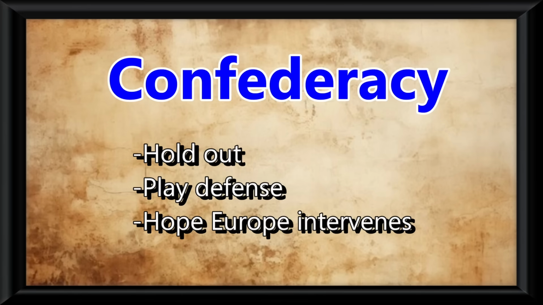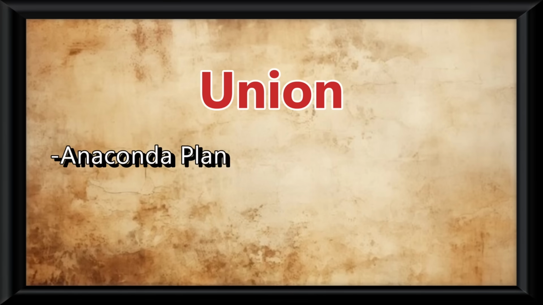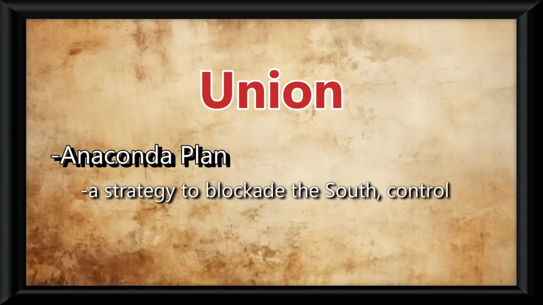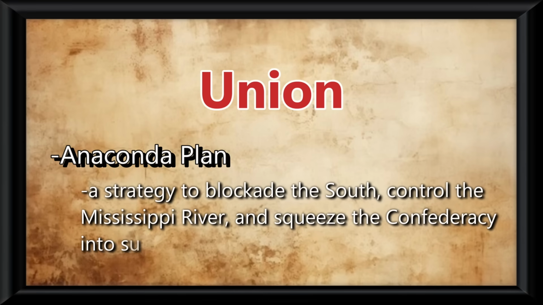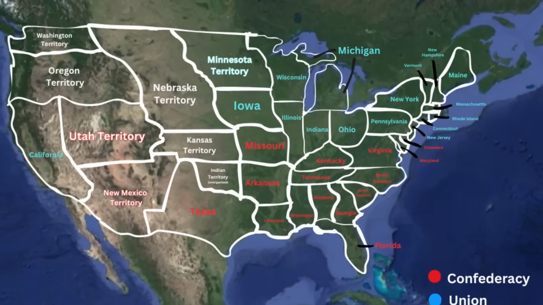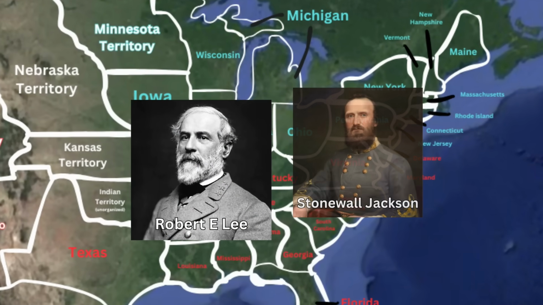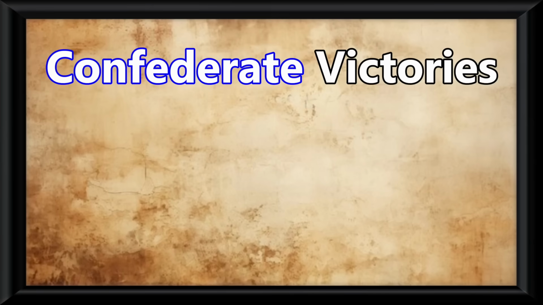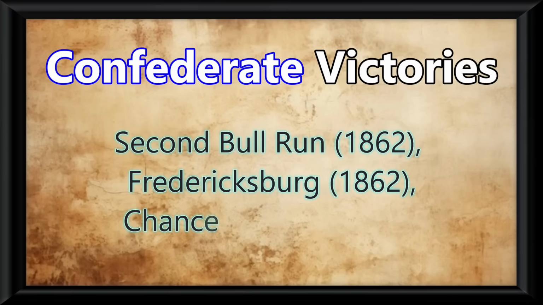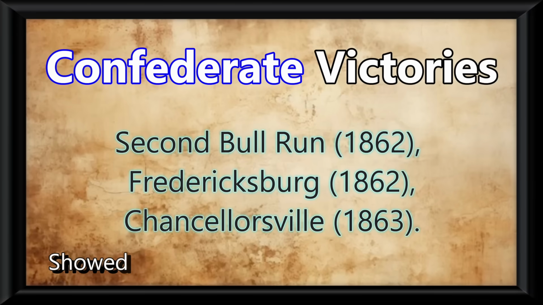So now we see 2 different war strategies unfold. The Confederacy's plan was simple: hold out, play defense, and hope Europe intervenes. Meanwhile, the Union launched the Anaconda Plan, a strategy to blockade the South, control the Mississippi River, and squeeze the Confederacy into submission. The early war saw Confederate victories, mostly thanks to Robert E. Lee and Stonewall Jackson outmaneuvering Union forces. Battles like Second Bull Run, Fredericksburg, Chancellorsville, what the heck are these cities, showed that the South had a real shot at winning.